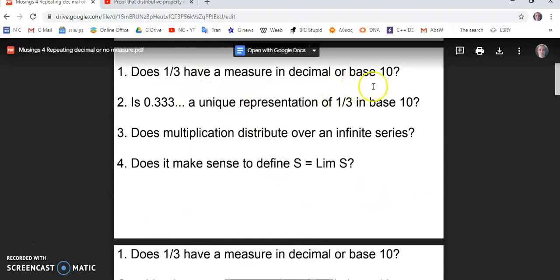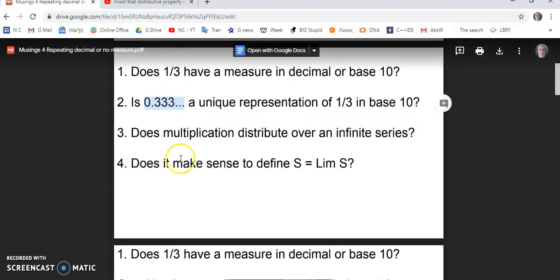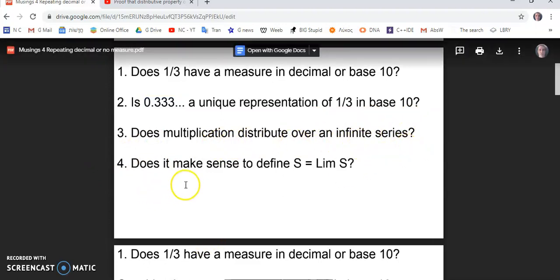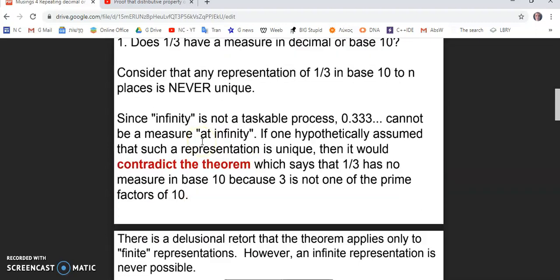Does a third have a measuring decimal or base 10? Is this 0.333 followed by an ellipsis a unique representation of a third in base 10? And does multiplication distribute over an infinite series? And finally, does it make sense to define S equal to lim S, as is the case with Leonhard Euler? So let's answer these questions.